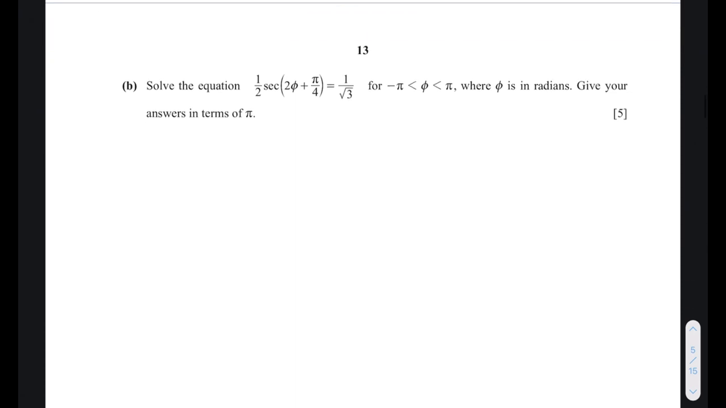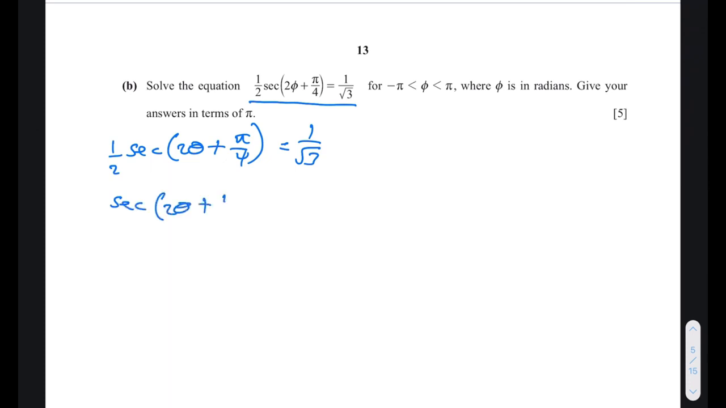Okay, now it says the B part, solve this particular equation. Quite interesting, isn't it? First, this is what I will tell you. If you have 1 over 2 sec into bracket 2 theta plus pi on 4 is equal to 1 over root 3, first I'll multiply through by 2. So I have sec 2 theta plus pi on 4 is equal to 2 over root 3.